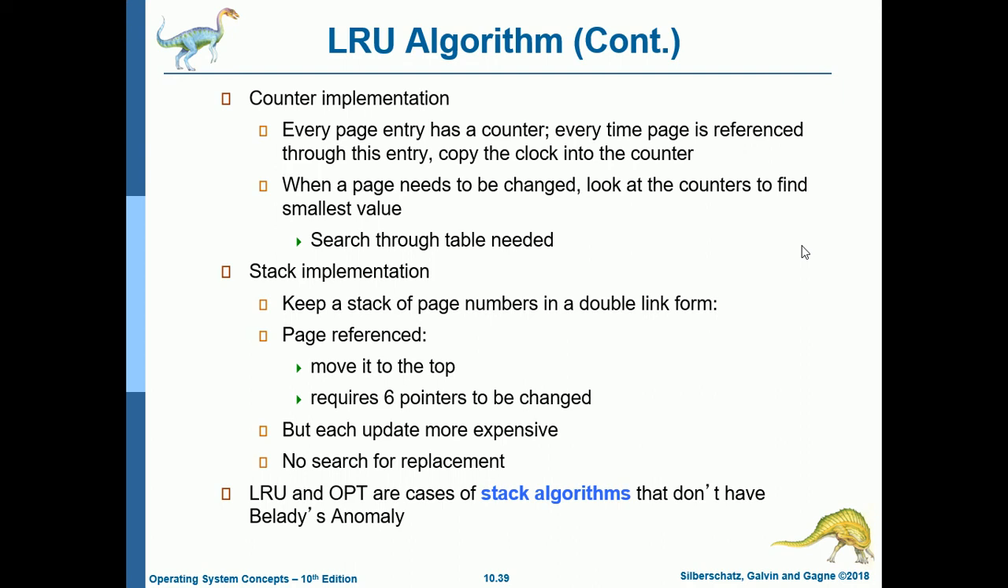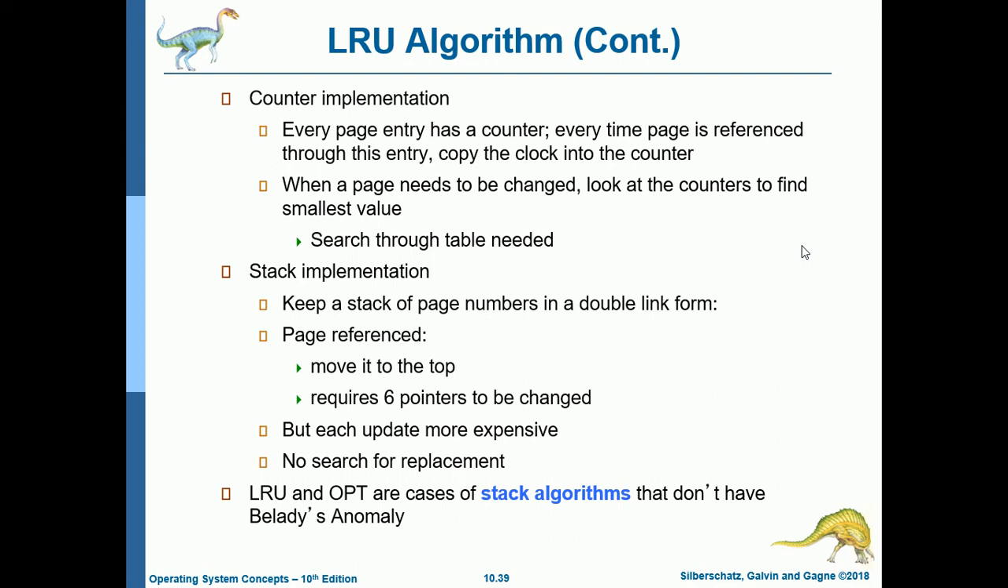And then we could also have, aside from the counter, a stack implementation. Keep a stack of page numbers in a double link form. So on page reference, move it to the top. Requires 6 pointers to be changed. So that's the problem with the stack. It's expensive because you need 6 pointers. Each update is more expensive, but there is no search for replacement.